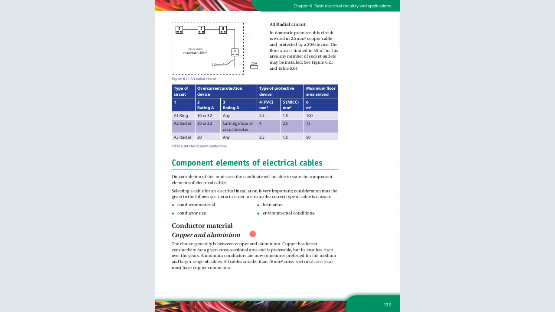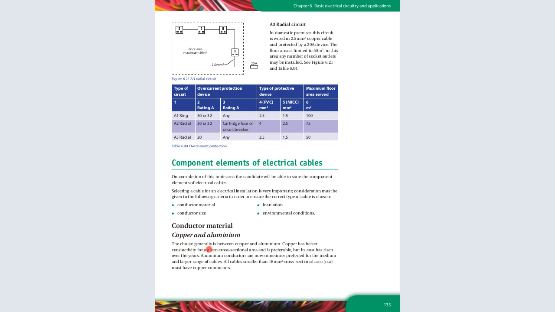Components and elements of electrical cables. On completion of this, selecting cables of an electrical installation is very important. That is, consideration must be given to the following criteria in order to ensure the correct type of cable is chosen. We have the conductor material, the conductor size, insulation, and environmental condition. Now, conductor material, copper and aluminum.